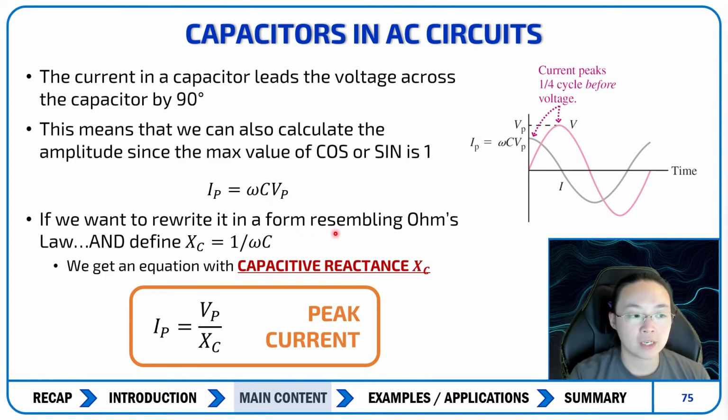If we want to rewrite it in a form that resembles Ohm's law, then we have to define a new term called Xc. So we just call that 1 over omega C, and we can get an equation using Xc, which is called the capacitive reactance. So we're just simply simplifying things and creating a new parameter. So we get I equals V over R, but the V is now Vp and the R is now Xc.